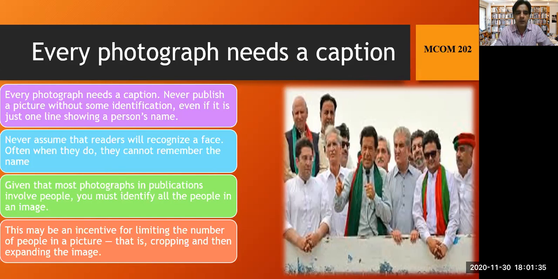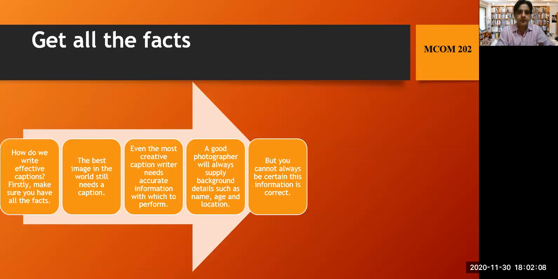And always try to give that most photographs in publication involve people. So you must identify all the people in the image. This may be an incentive for limiting the number of people in the picture, but that is cropping and then expanding the images. We'll talk about it in a later part, but at least you should give the name of important people. Let's say you have a group photo, you cannot name everybody in that group photo, but you should write the important names of that photo.